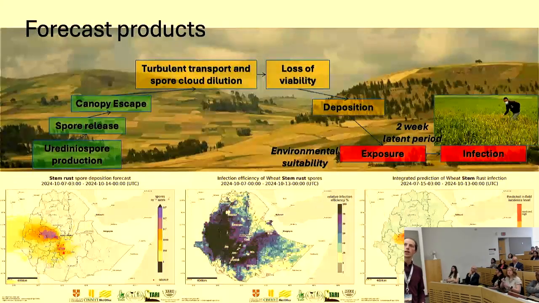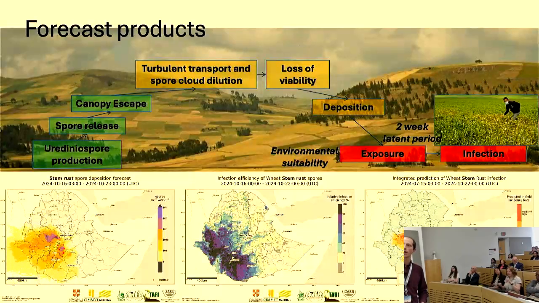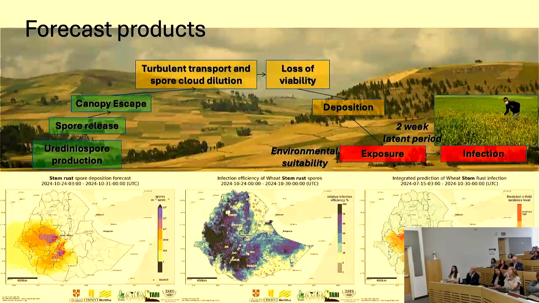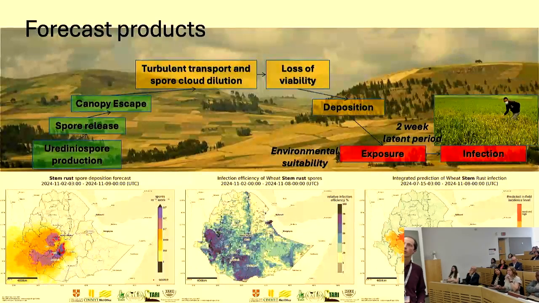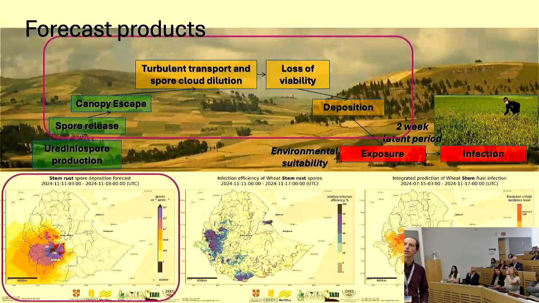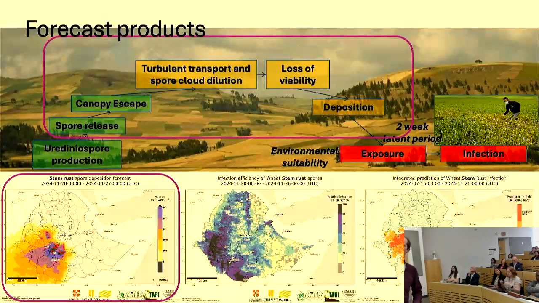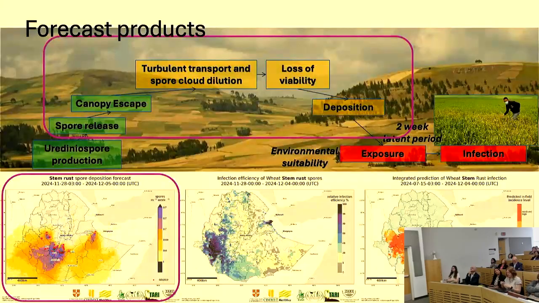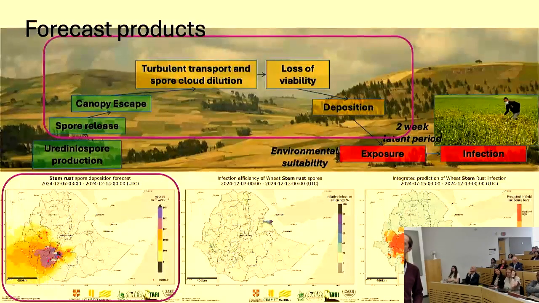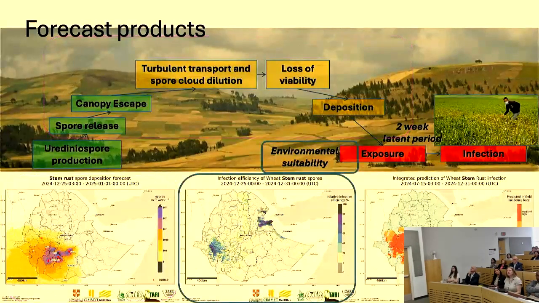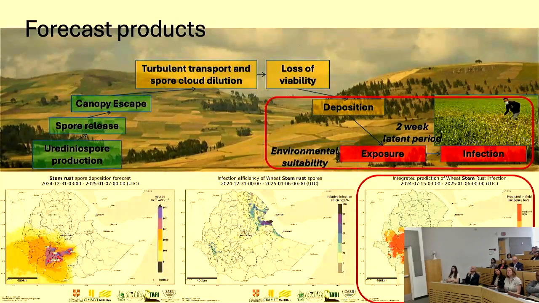And what I'm also showing is a series of every day's forecast for Ethiopia in the last year. On the left is the spore deposition forecasts, which is capturing the aerial dispersal component from known sources of infection, which are the little red points in the map. Then we also have separately the environmental suitability for infection forecasts, and then putting those together along with knowledge about the host landscape, we have the integrated risk of stem rust infection.